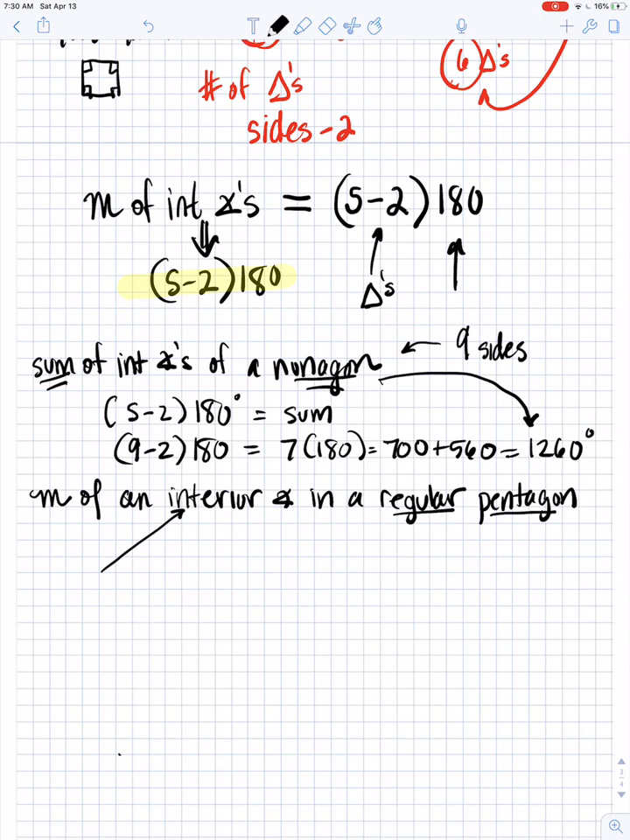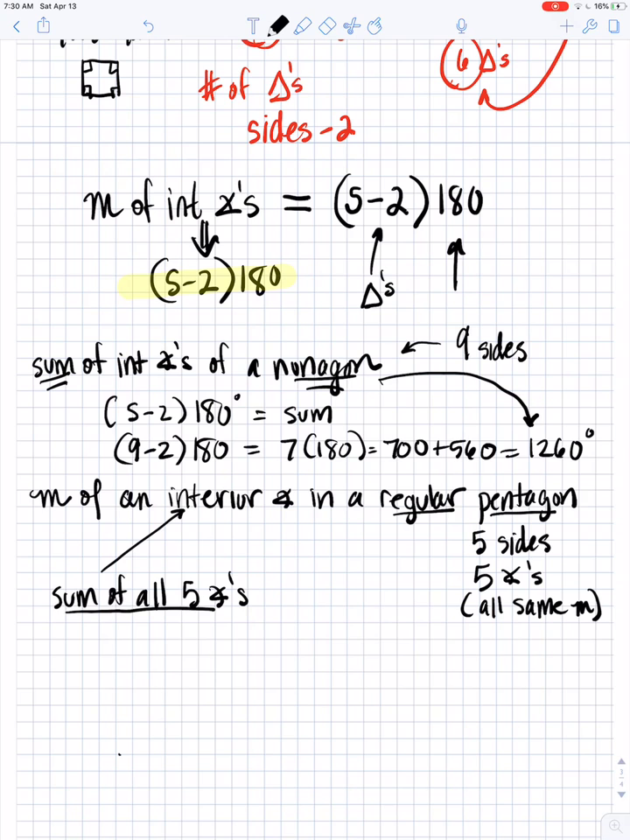Well, let's think about what we know when we hear regular pentagon. We know that a pentagon has 5 sides. If it has 5 sides, it has 5 angles. And if it's regular, it means that each of these angles, they all have the same measure. So that's an important piece for us. The first thing we're still going to have to figure out is, well, what on earth is the sum of all 5 angles? And once we figure that out, if we just divide that by 5, that's going to give you the measure of each angle. That makes sense.